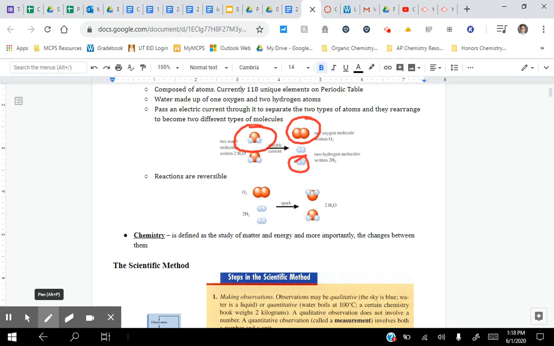Chemical reactions can also be reversible. So the one I just mentioned is splitting water up into its constituent atoms. But if you ignite those atoms through a combustion reaction, you can also get water back. As we stated before, chemistry is the study of matter and energy, and more importantly, the changes between them.